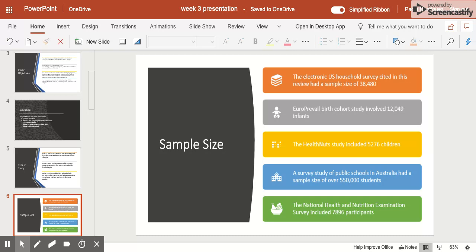Some examples of the sample sizes used are given throughout this slide, including a sample size of 38,480 individuals who were cited as using the United States Household Survey, the Europrevail birth cohort, which had 12,049 infants participating, the Australian HealthNuts Study, which included 5,276 children, a study of public schools in Australia, which included a sample size of over 550,000 students, and a National Health and Nutrition Examination Survey, which included 7,896 participants. This goes to show that every study included in this entire paper had very large sample sizes in order to obtain the data that was used to support the hypothesis presented.